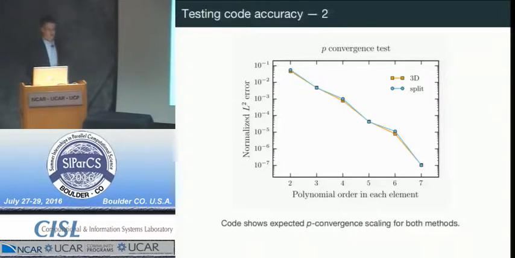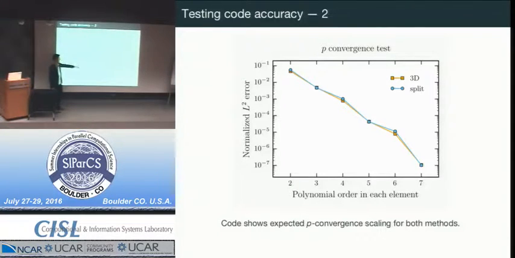The other way we can test our accuracy is doing a so-called p-convergence test. Here, we keep the number of elements fixed, and we increase the resolution by adding more grid points to each element. So I'm plotting the polynomial order within each element. This increases as I increase the number of grid points. And again, the error goes down rapidly. In fact, it falls exponentially, as you can see on this log-linear graph. This is expected from a finite element scheme, which this is. Again, you can see the 3D and the split schemes agree.